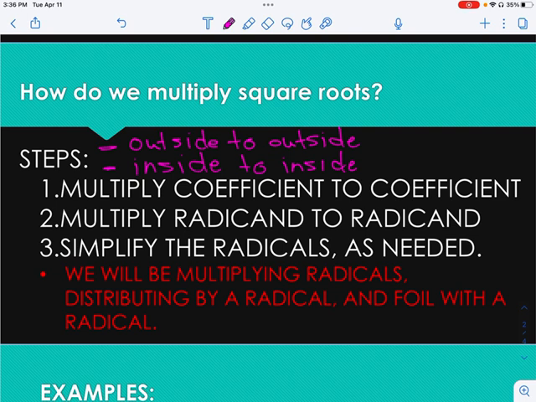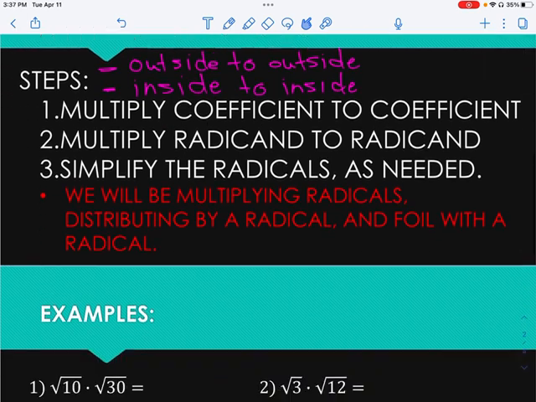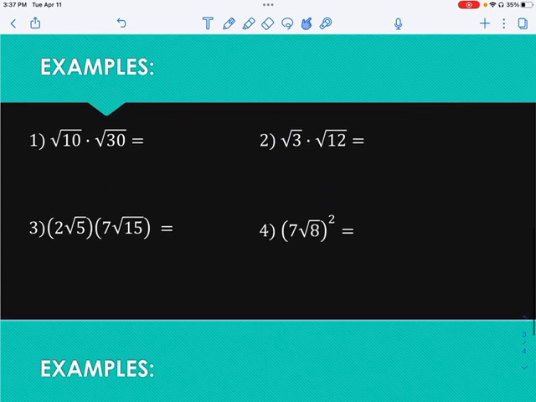Okay, so if you think of it that way, if there's a number in front of the radical, you multiply that to the other radical that has a number in front of it, and then you multiply the two numbers on the inside of the radical as well. Then we simplify as much as possible. Now, this will include just multiplying radicals, but it might also include distributing by a radical or FOIL with a radical, which is distribution as well. Okay, so let's try it.